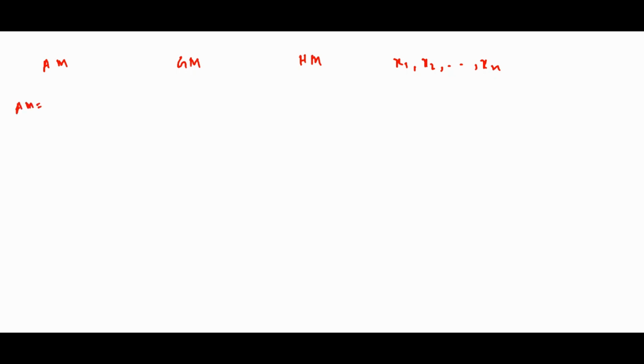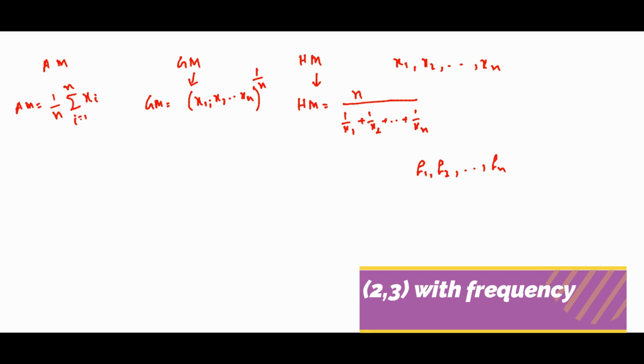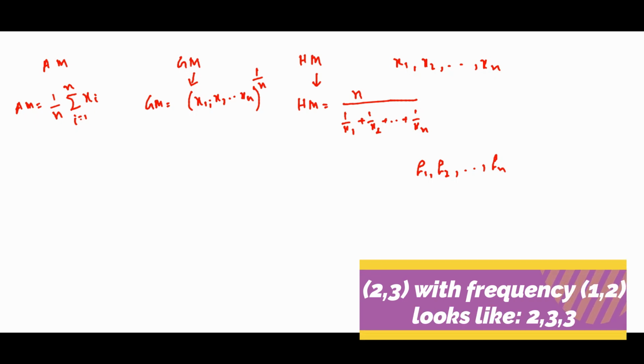as 1 by n summation xi, i equal to 1 to n. Geometric mean is defined as x1 into x2 into xn whole power 1 by n. And harmonic mean is defined as n by 1 by x1 plus 1 by x2 up to 1 by xn. Again, for a frequency data, say f1, f2 up to fn, that means x1 has frequency f1, x2 has frequency f2 up to xn has frequency fn. That means x1 occurs f1 times, x2 occurs f2 times, and so on.